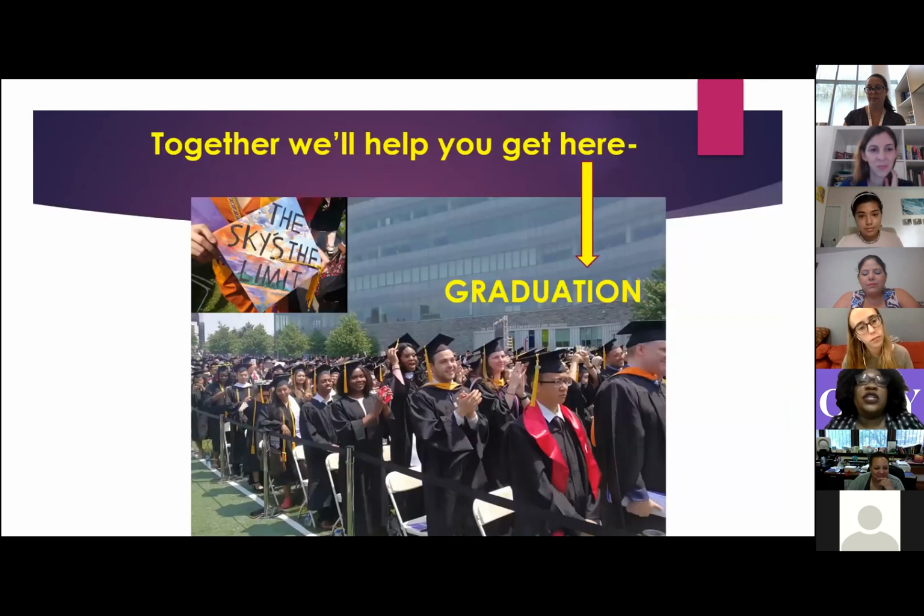And we are doing all this because our goal is to get you to graduation, and we are all out, in every capacity, to make sure that you get to graduation.